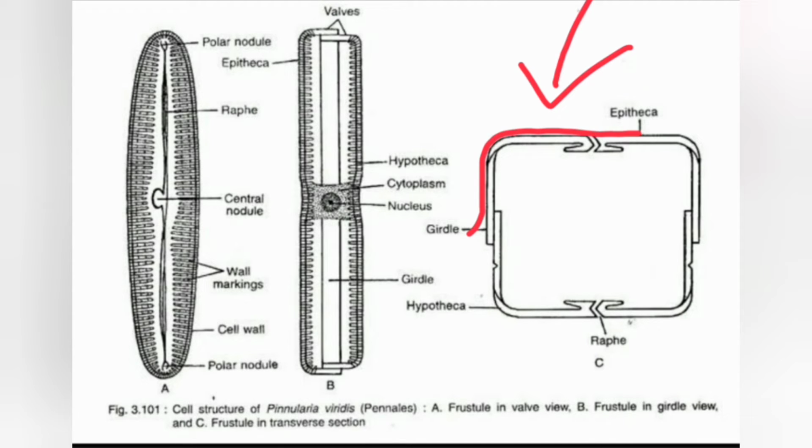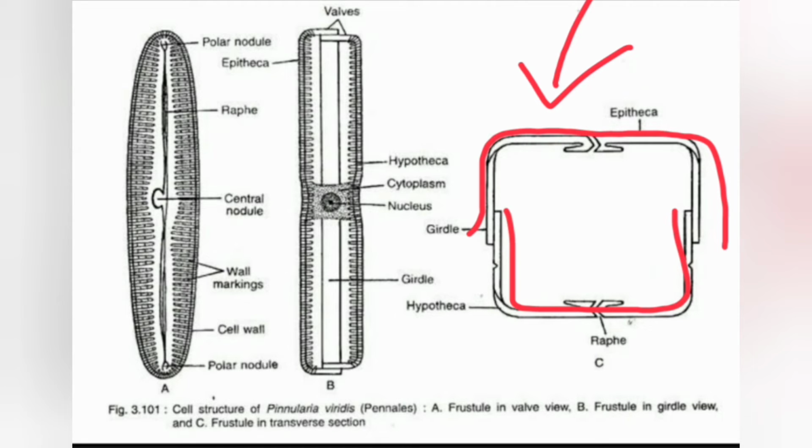You can see this is the first half on top, this is the first half below. So it consists of two overlapping halves, also known as the valves. And these two valves are nicely fitted one upon the other, like a pair of petri dish. You must have seen the petri dish in lab where we used to culture various microorganisms.